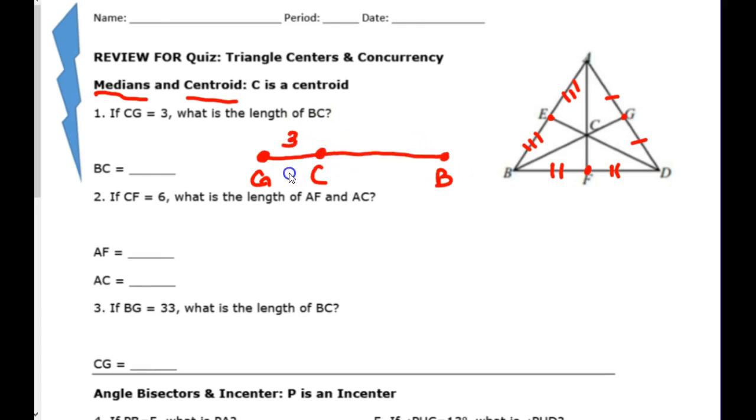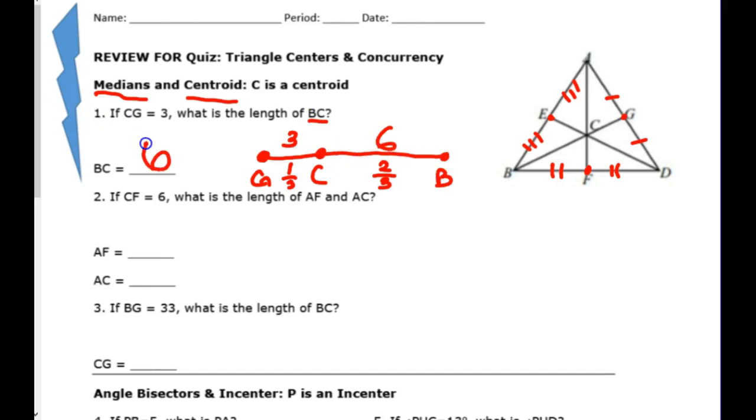Now, if you remember, GC is the 1/3 section, CB will be the 2/3 section, and if you know the small part, to get the big part, you're just going to multiply by 2. You double it, because to get from 1 to 2, you just double, right? So times 2. 3 times 2 is 6. Now, if I was asking for the whole thing, that would be 9. But we're not asking for the whole thing, we're asking for BC, and we already labeled it as 6.